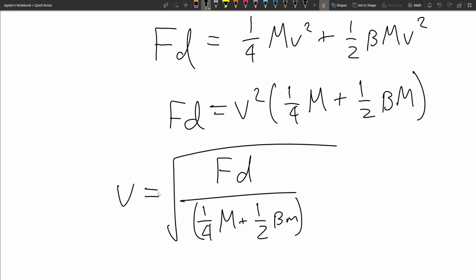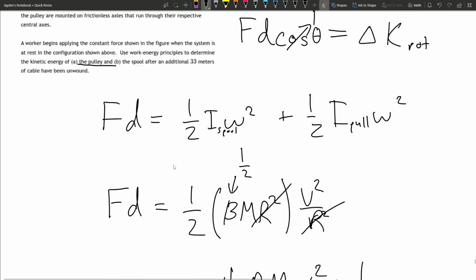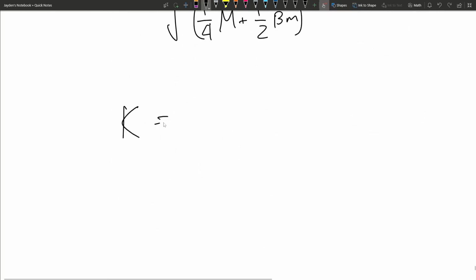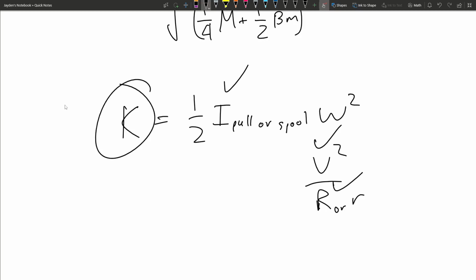Once you find the velocity, or speed, you can find the kinetic energy by plugging it back into the kinetic energy of a rotating object, for the pulley or spool, 1/2 I omega squared. And omega can be replaced with v over the R or little r. So you'll have the information right here. You can find K. Okay, next problem, and I think this is the last one I have.